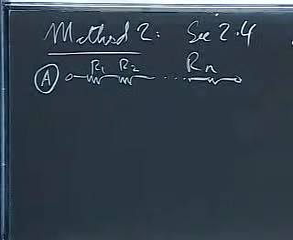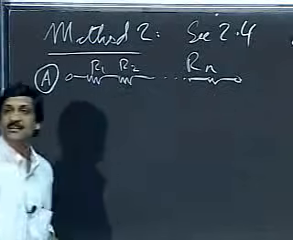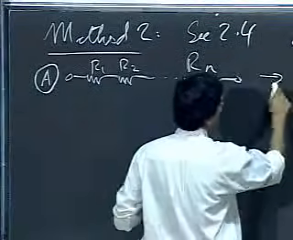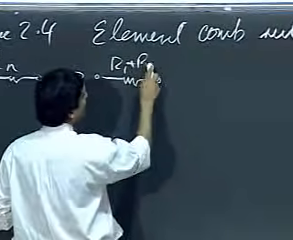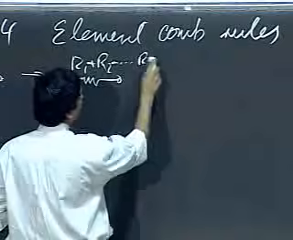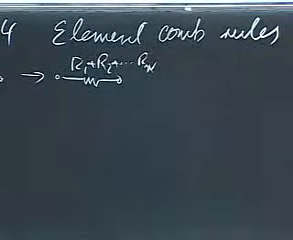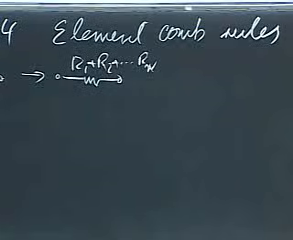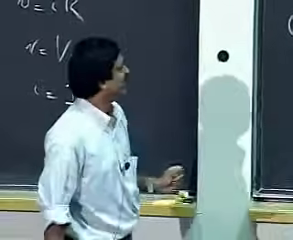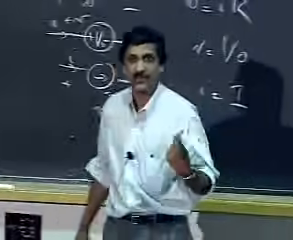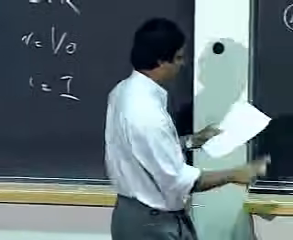You can use KVL and KCL to show that this is equivalent to a single resistor whose value is given by the sum of the resistances. Okay? So if I have resistances in series, then effectively it's the same as if there was a single resistor whose value is the sum of all the resistances. You can look at the course notes for a derivation of this fact.